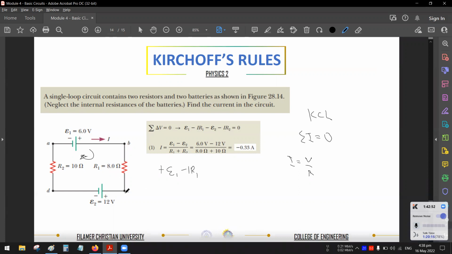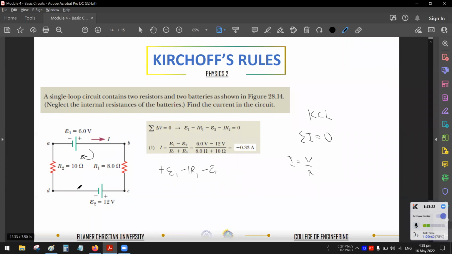Then what's next? From C to D. Okay? So from C to D, yung ano natin is dapat from negative to positive, no? But since this is from positive to negative, therefore this is negative 12 volts. Or you have your negative E sub 2 or epsilon sub 2.